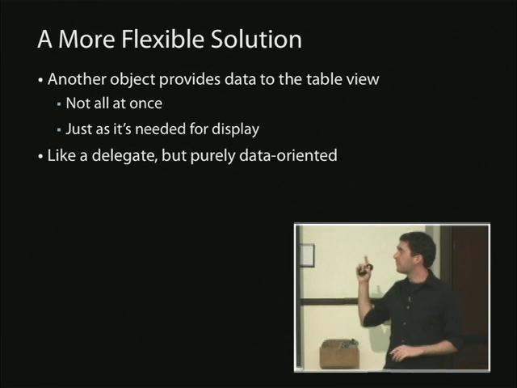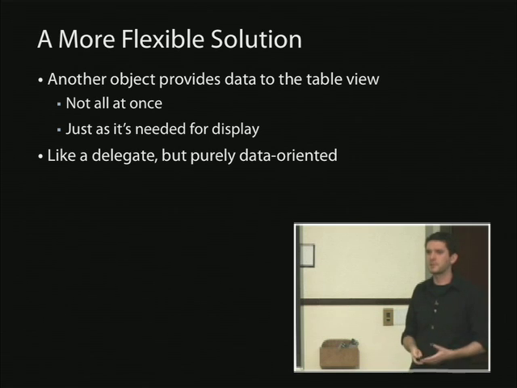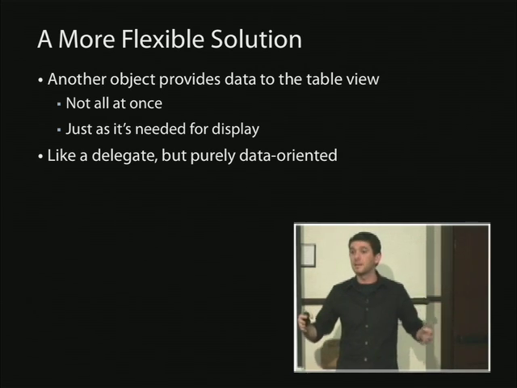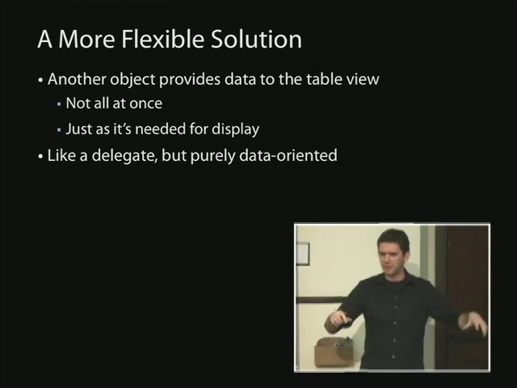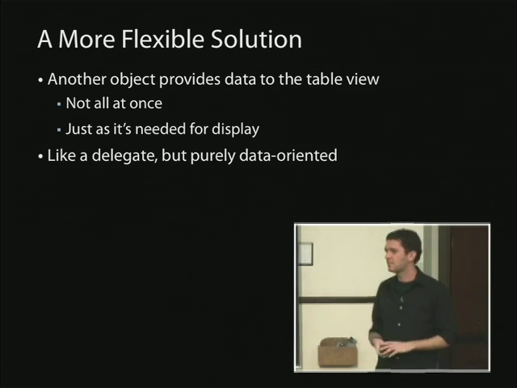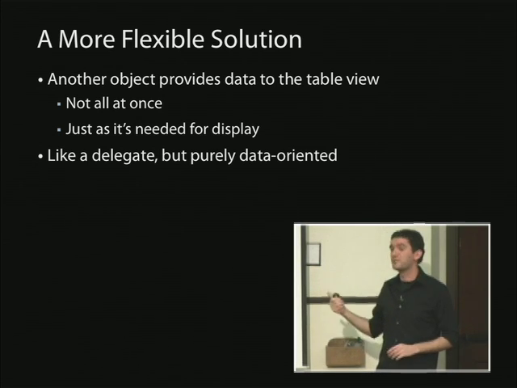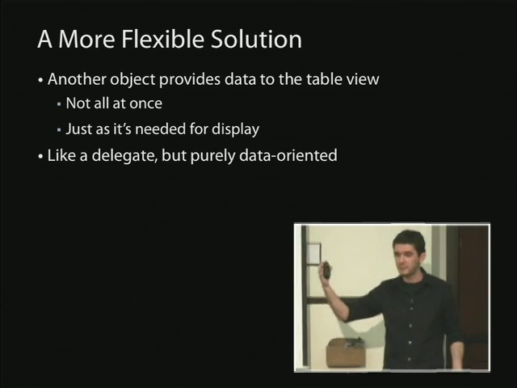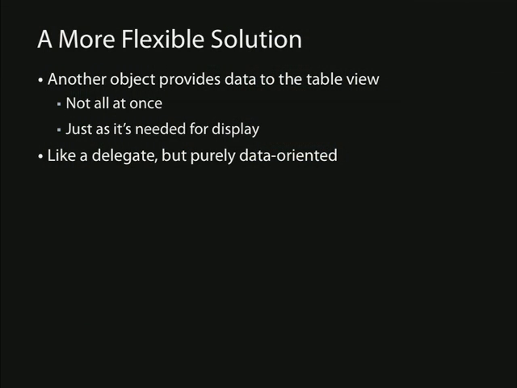What we actually do is go for this more flexible solution we were talking about, the Datasource protocol. So we have another object that helps out the table view by providing it with data. And in this case, keeping in mind our model view controller paradigm, table view is the view, and the controller is probably the data source, providing the data for the view and getting it from the model. It's not fetched all at once, so table view won't ask the data source for all 10,000 rows right at the beginning. It'll just ask for the 10 that are visible. It just gets what's needed for display right now. Like the delegate, it's purely data oriented. It's just asking the data source for the data.